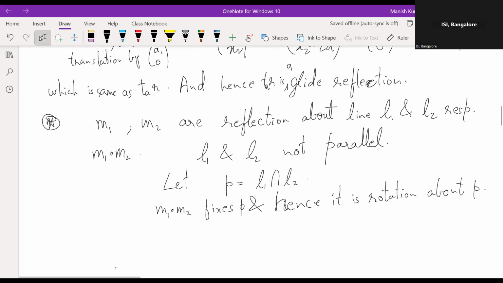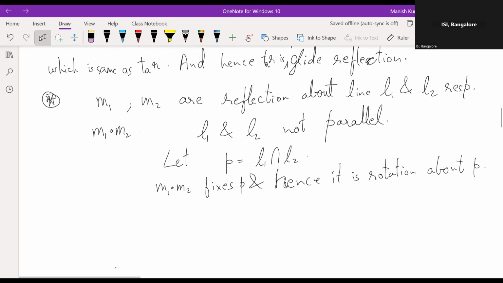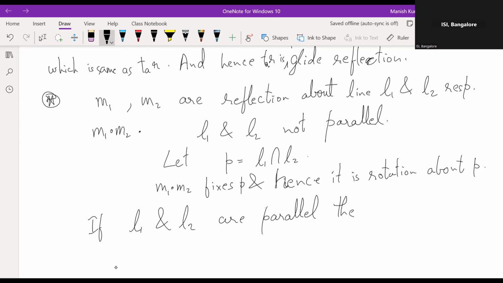And what happens if L1 and L2 are parallel? That you can imagine. Reflecting about two parallel lines will lead to a translation. So L1 and L2 are parallel. For instance, say the x1 axis and x2 equals 3.